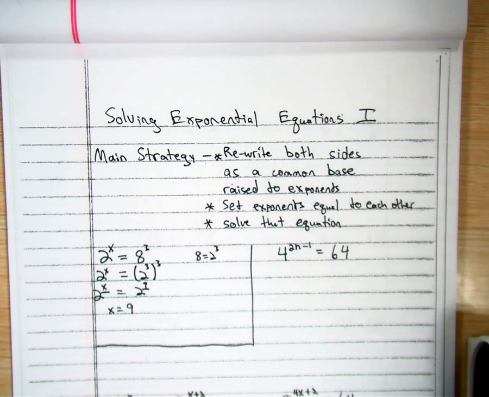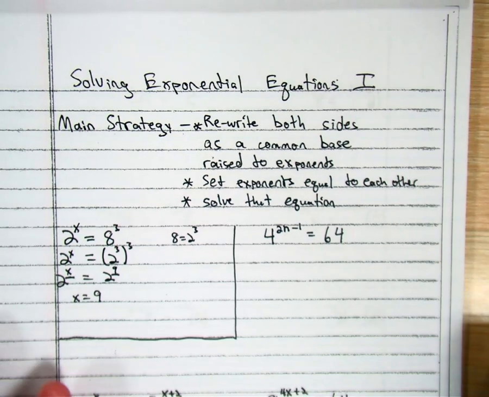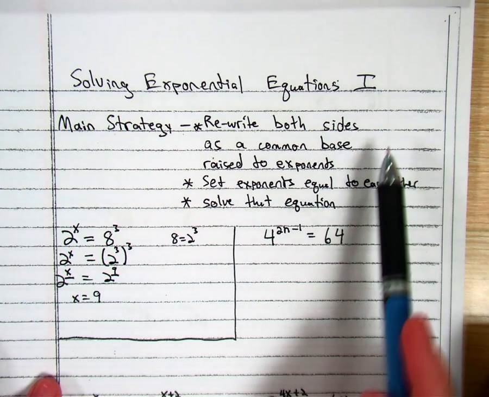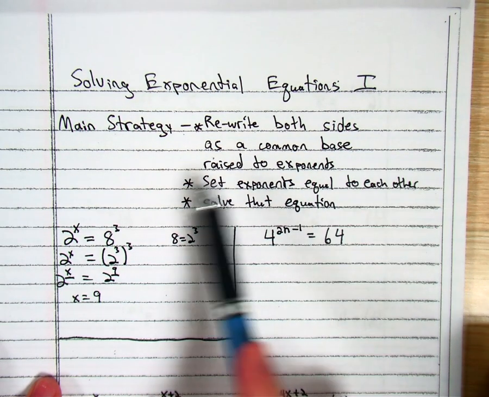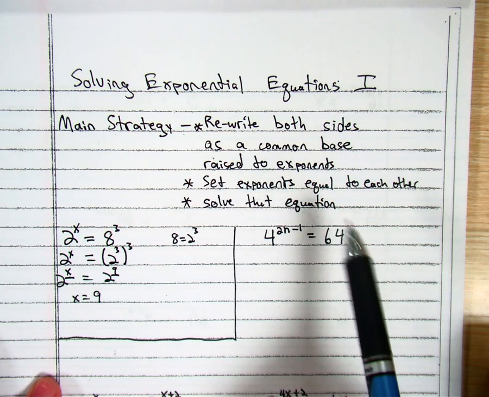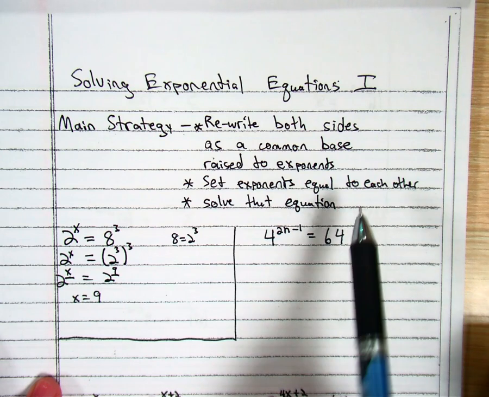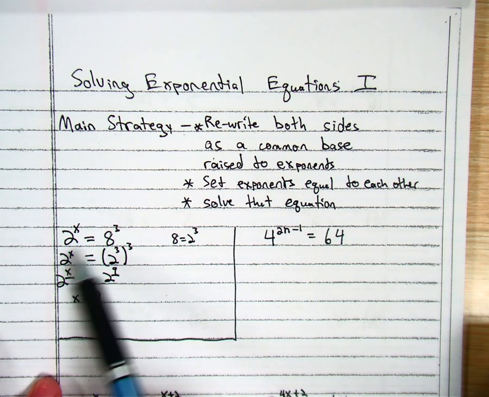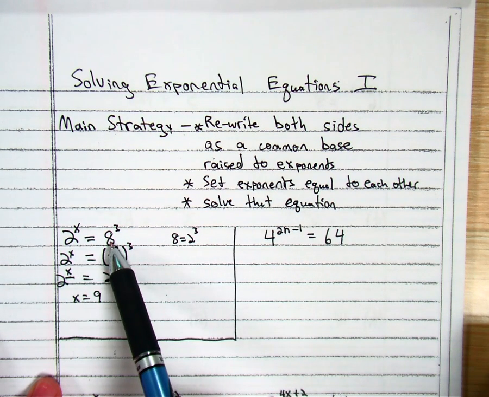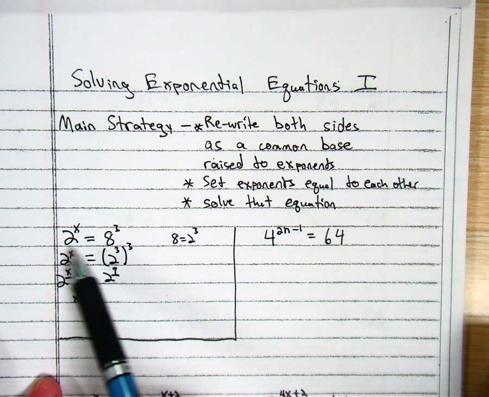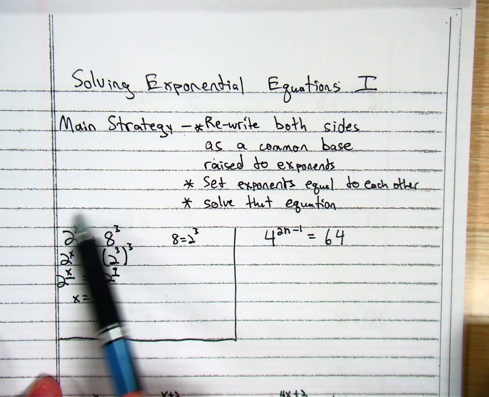Our main strategy for today is going to be rewriting both sides as a common base raised to exponents. Then we're going to set those exponents equal to each other and solve. So if we're looking over here, I have 2 to the x equals 8 to the third. At this point, there's really nothing you can do to solve it.